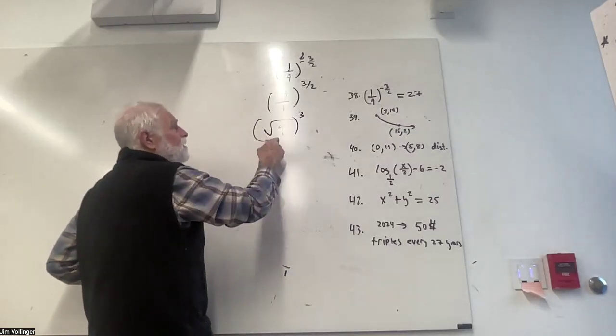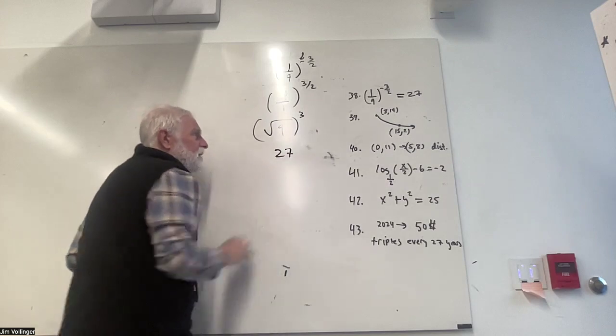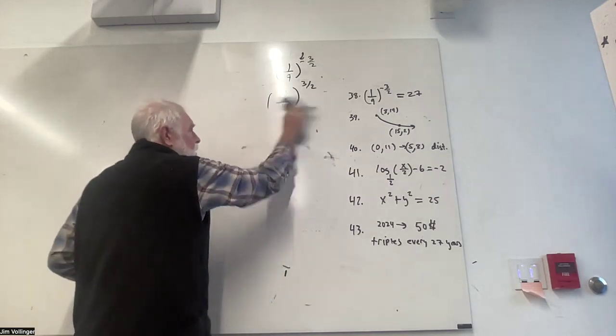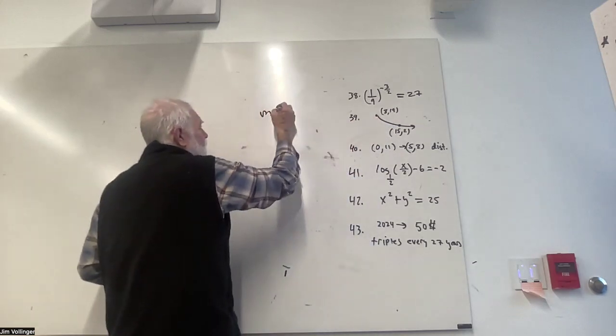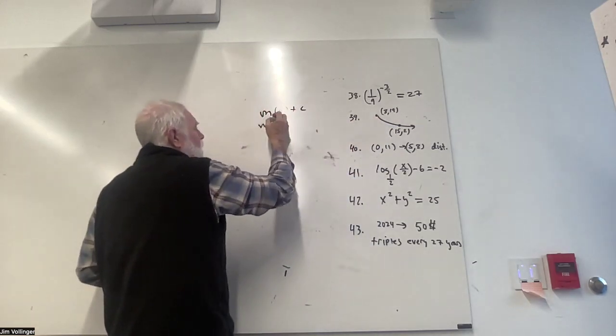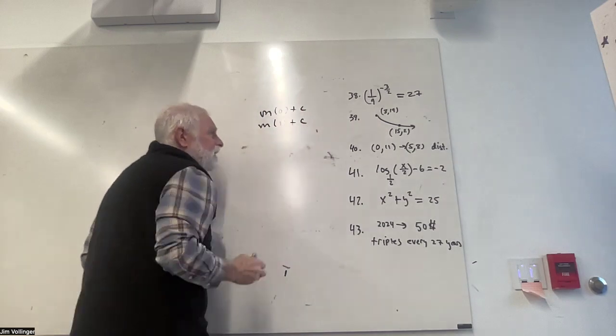And the last thing I do is cube 3. There's my 27. Okay, here's another example. We want m times 0 plus c, and we want m times 1 plus c. Can you see it happen?